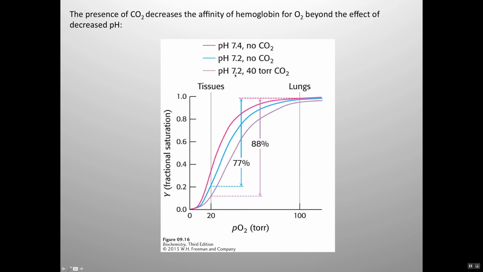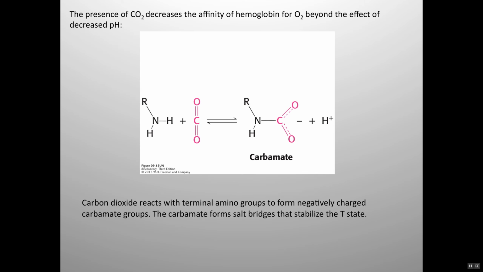And at pH 7.2, with the addition of carbon dioxide, it's even more pronounced. This allosteric effect is even more pronounced. So at a pH of 7.2, in the presence of carbon dioxide, hemoglobin goes into a conformation which promotes unloading of oxygen. So the presence of carbon dioxide decreases the affinity of hemoglobin beyond the effect of the decreased pH. So it's not just affecting the formation of the salt bridge by protonating the histidine.